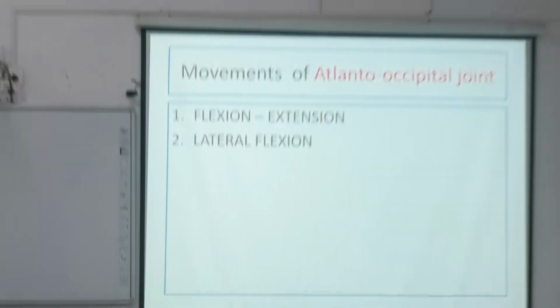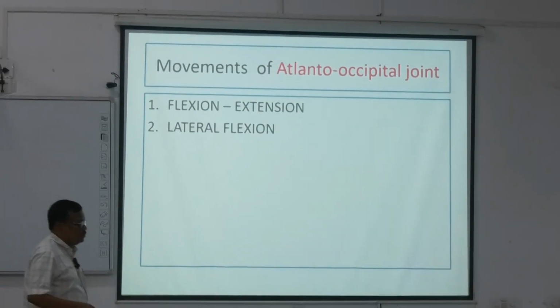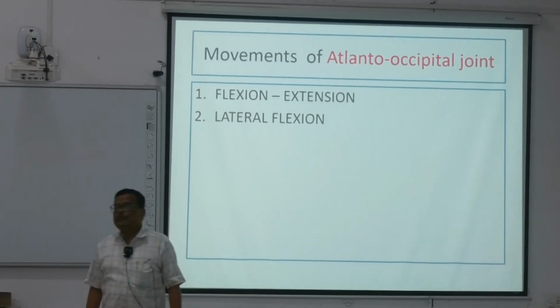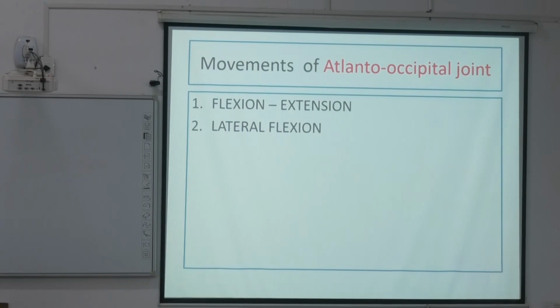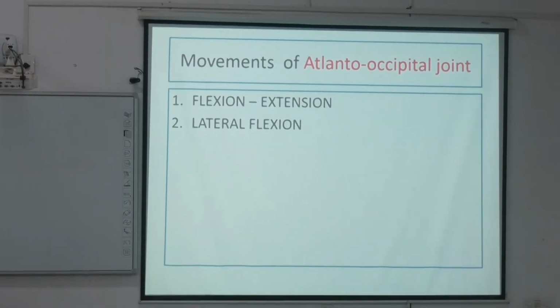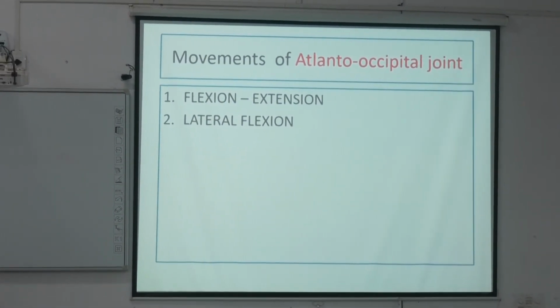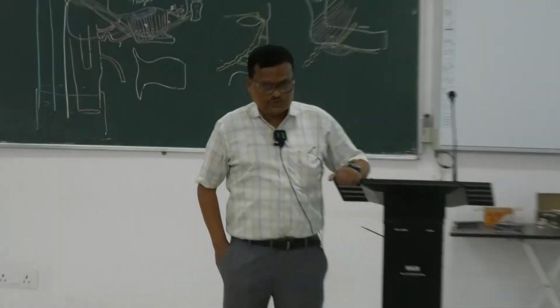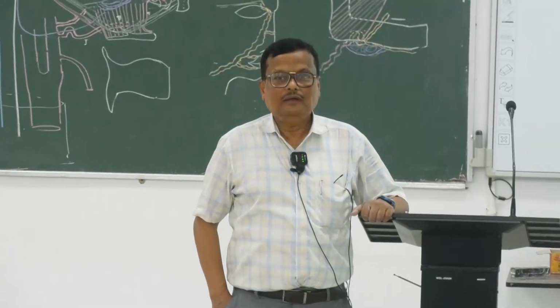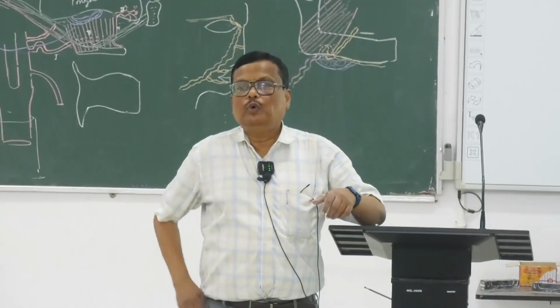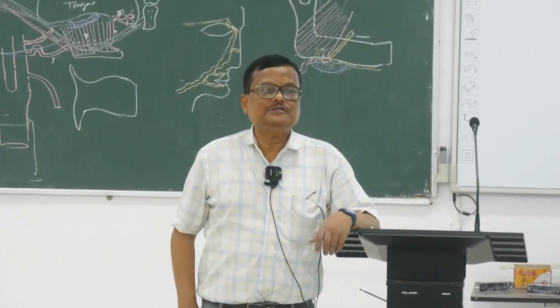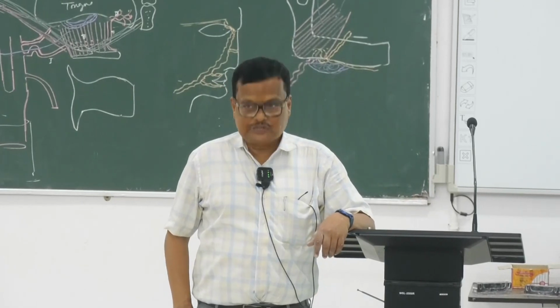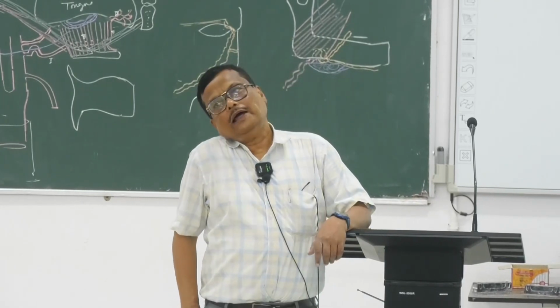এইবারে যেটা ইম্পর্টেন্ট, movements of the atlanto-occipital joint. Another name of the atlanto-occipital joint is the yes joint. So mainly movements in the atlanto-occipital joint are flexion and extension and also lateral flexion.